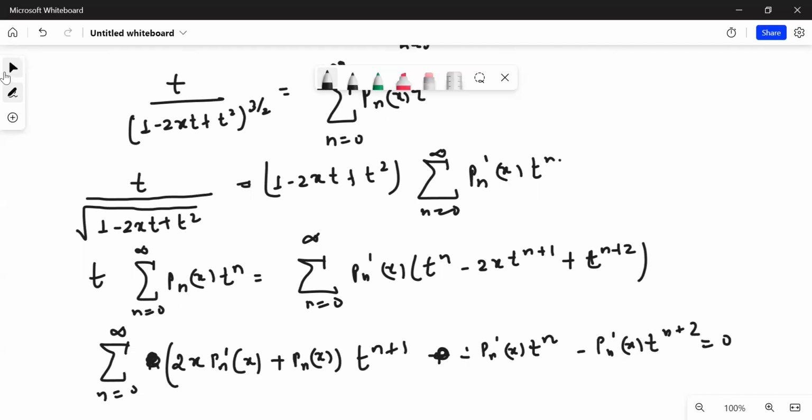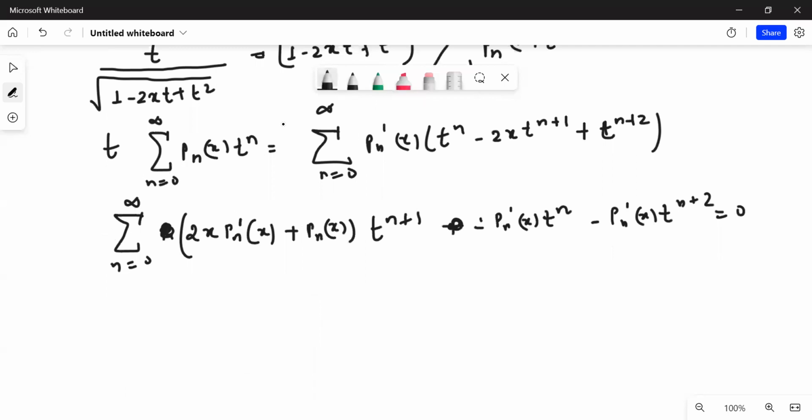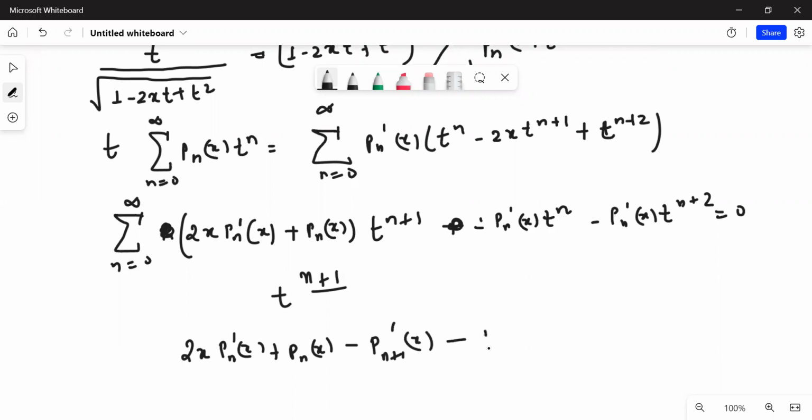Again, the same problem as we found in the very first problem. All of them are different powers, so let us uniform them up. Let us write it all in powers of t to the power n plus 1. If I write all of them in t to the power n plus 1, I'll get 2x Pn'(x) plus Pn(x) minus P(n+1)'(x) minus P(n-1)'(x) equal to 0.